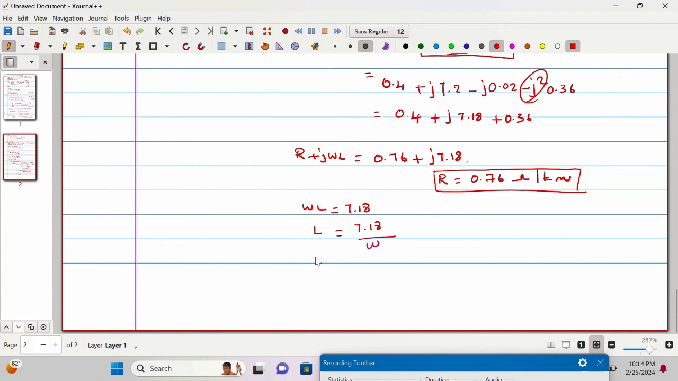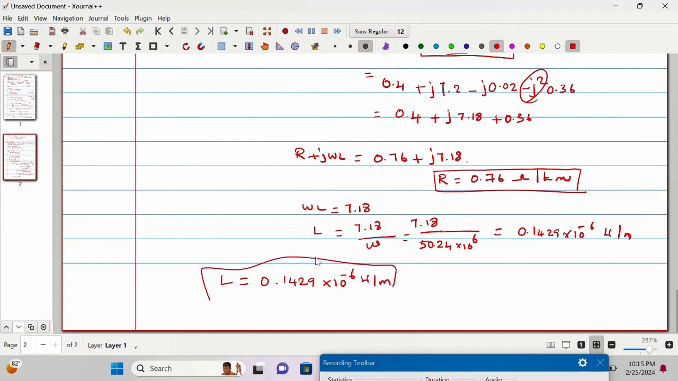L equals 7.18 over omega, and we already know omega is 50.24 into 10 to the power of 6. So finally L is 0.1429 into 10 to the power of minus 6 henry per meter. So finally the L value is 0.1429 into 10 to the power of minus 9 henry per meter. This is the value of inductance.